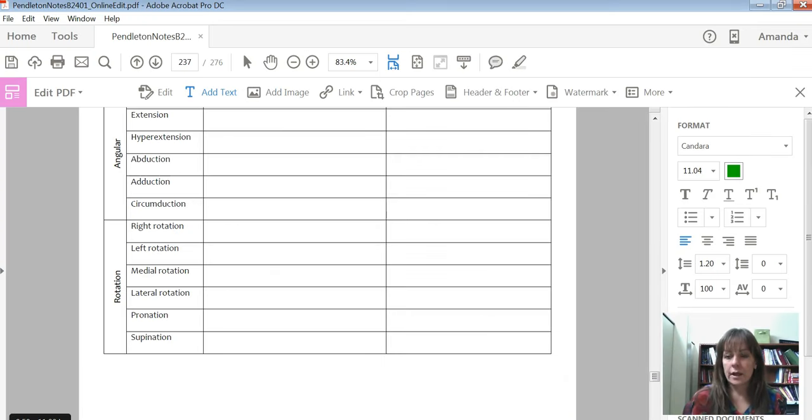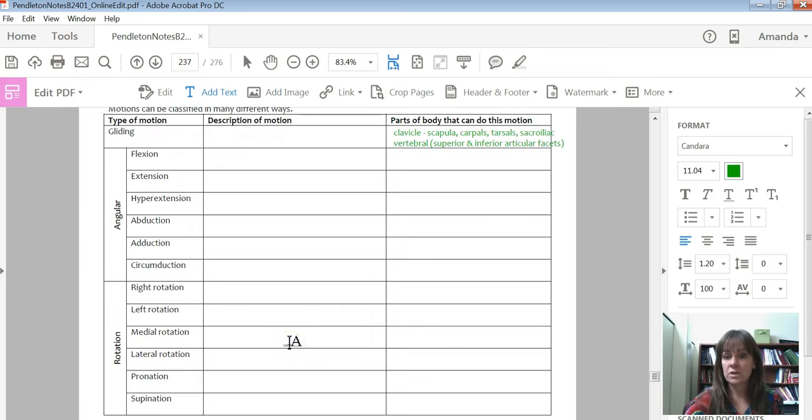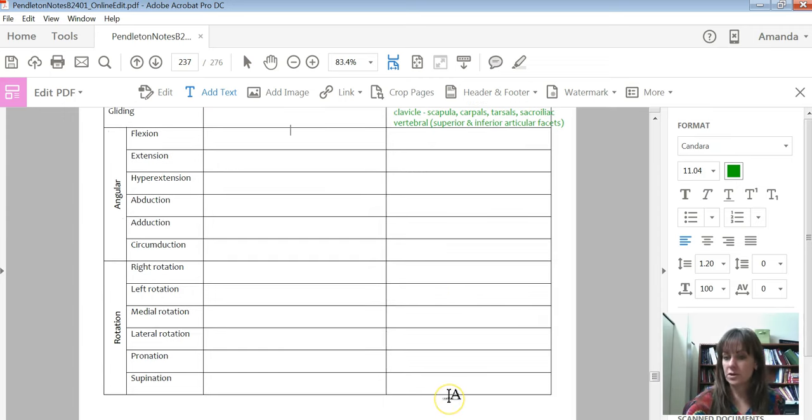And again, this is showing your notes packets where you can look through these different terms, write them in your own words, and then again I would suggest that you use the charts in your lab manual to look through it and discover for yourself which parts of the body are capable of these sorts of motions.